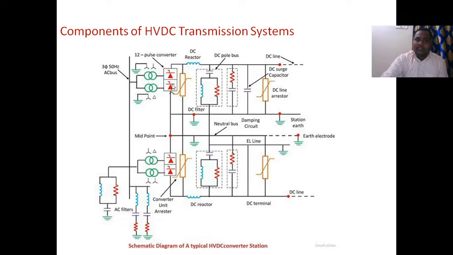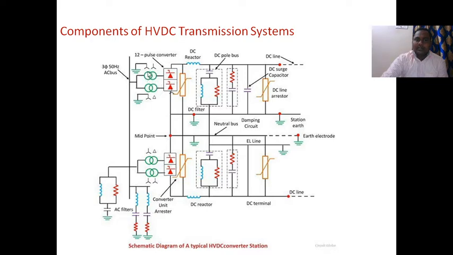Normally, the power P is equal to VI cos phi. Whenever cos phi, or cos alpha, the firing angle, is below 90, we get a positive value. Cos above 90, we get a negative value. Positive is rectifier mode, negative is inverter mode.